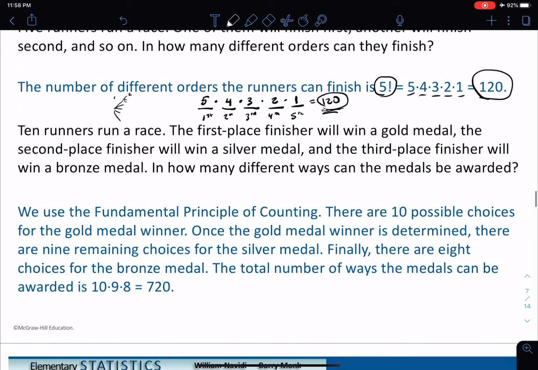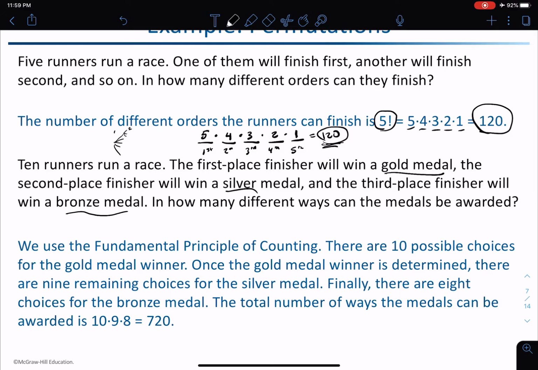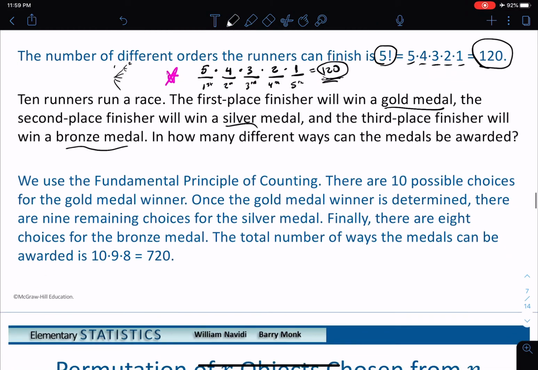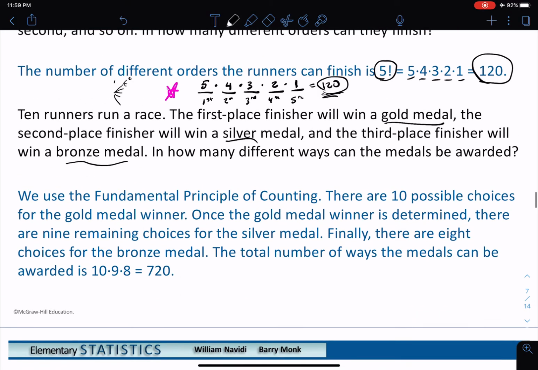Let's change this up a little bit. 10 runners run a race. The first place finisher will get a gold medal. The second place finisher will get a silver, and the third place will get a bronze medal. In how many different ways can the medals be awarded? So if we use this particular way, this idea that I had up here, right? Let's use that technique, the fundamental counting principle. And I'm going to squeeze it right in here.